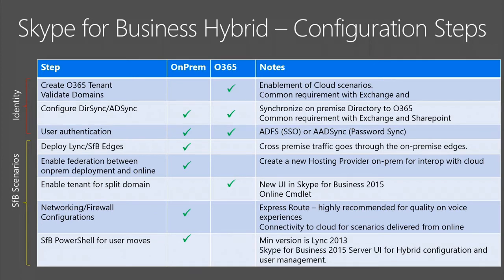And also, when doing the moves, we require a version of PowerShell that is optimized to transfer user data like contacts, ACLs, and groups between on-premise and online. The minimum version there is Lync 2013 PowerShell. Skype for Business PowerShell is good as well. And also, on top of PowerShell, Skype for Business Server has a newer UI that allows those cross-premise moves to be executed slightly faster.